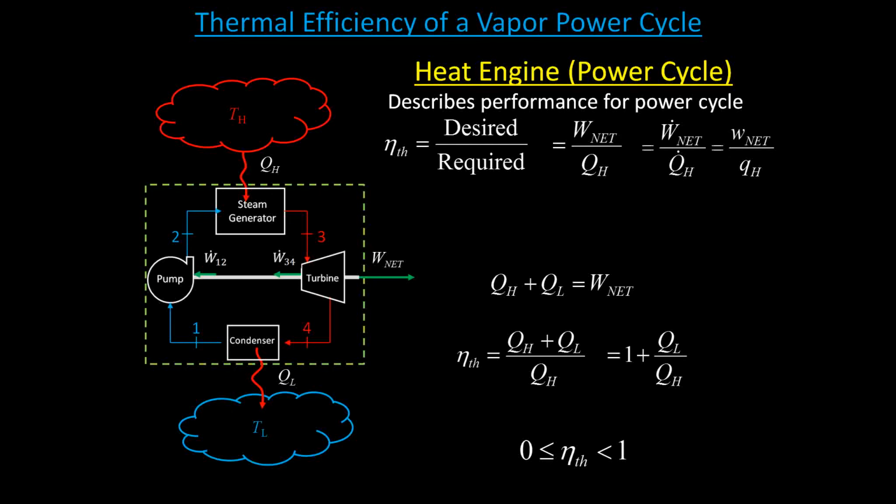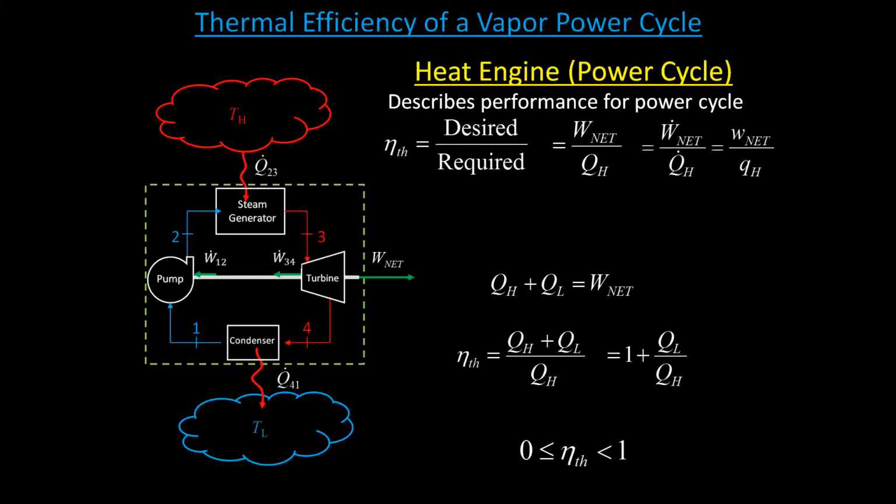So let's change our nomenclature a little bit. I have heat transfer coming from the high temperature reservoir into my steam generator. That would be the rate of heat transfer from state 2 to state 3 to turn that water into steam. I would also have heat transfer out of my system into the low temperature reservoir coming out of the condenser in order to turn that steam back into water. And so that's my rate of heat transfer from state 4 to state 1.